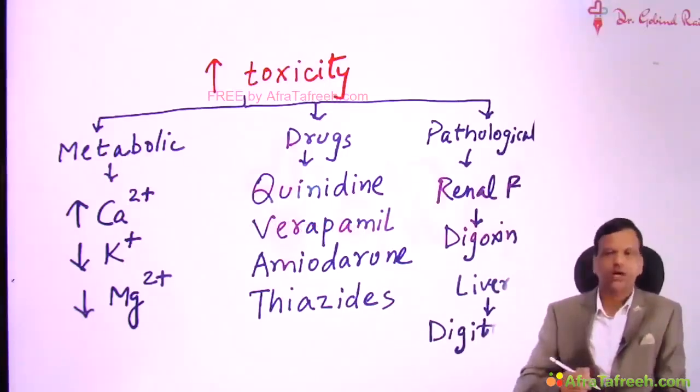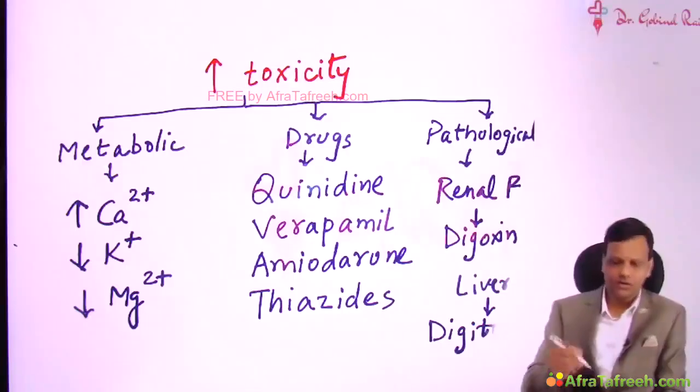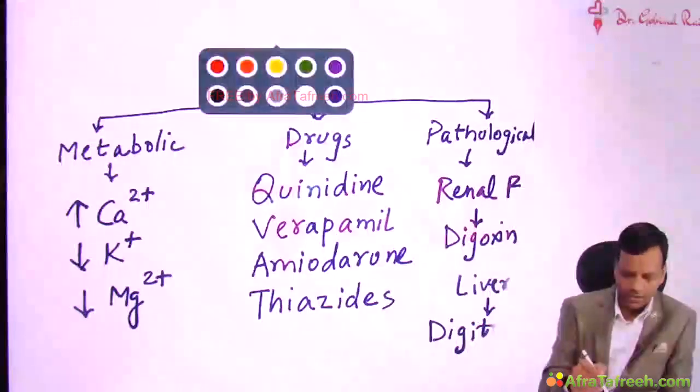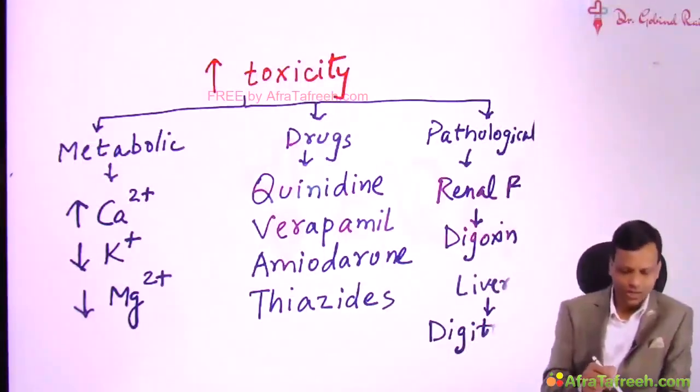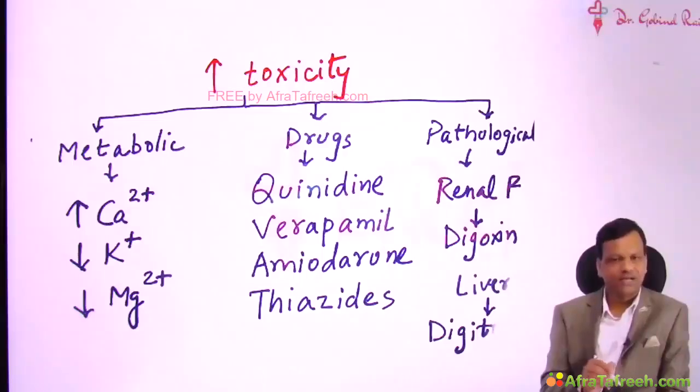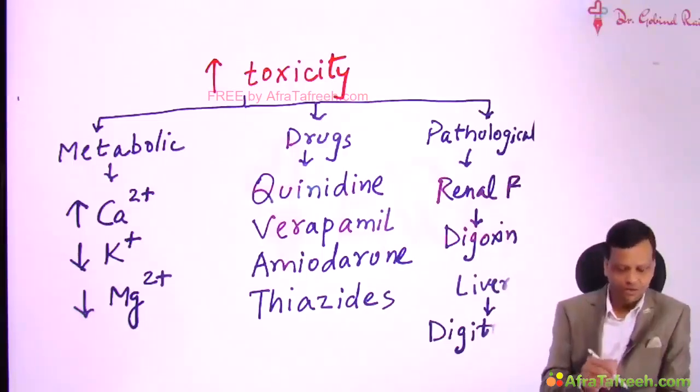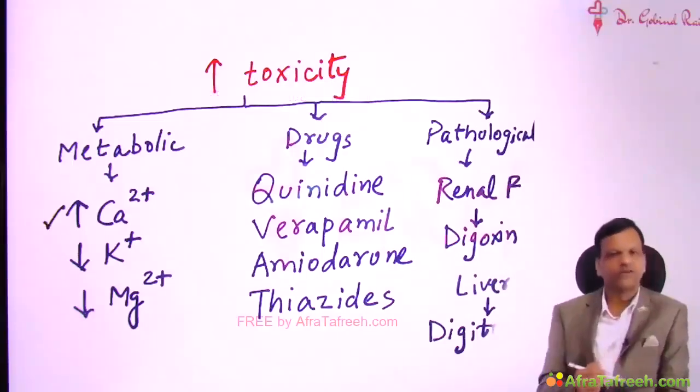Now, the question is how to remember these. These are very important. This is just for remembering, not the reason. You can remember that digitalis mechanism is to increase calcium. So if calcium is already more, it will work more, and that will lead to toxicity. So hypercalcemia we can explain.